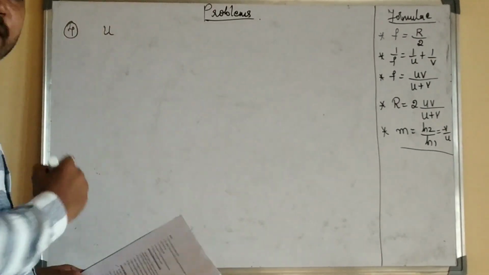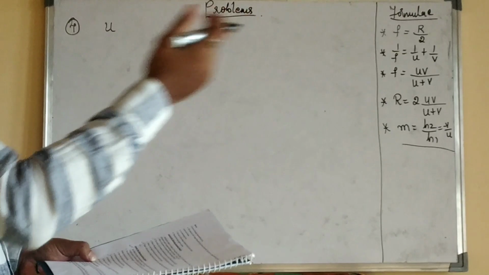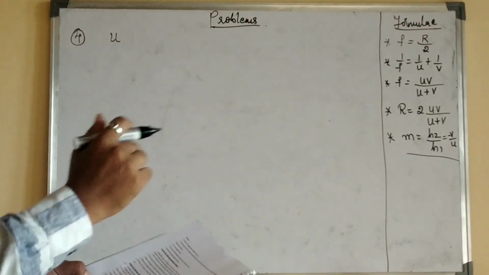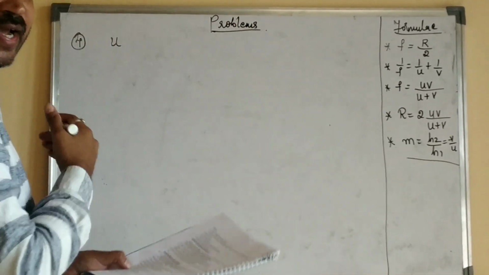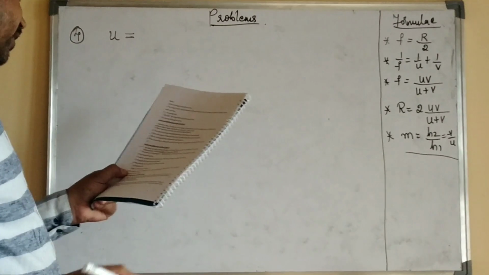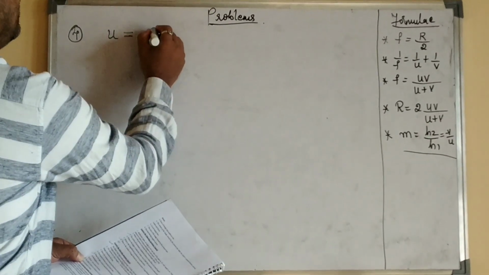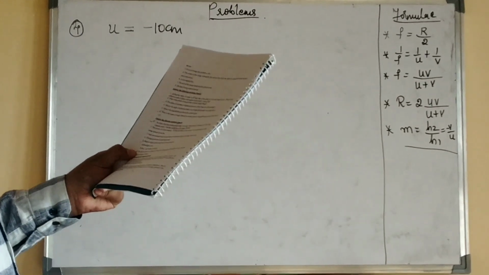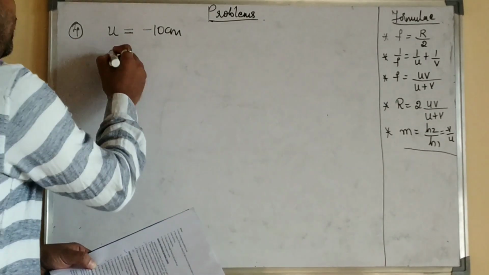Remember, in a convex mirror, the object is towards the left side and the image is behind the mirror towards the right side. So object distance is negative. Why? Because it is against the incident ray. So u, the object distance, is minus 10 centimeter. Convex mirror of focal length, they have given the focal length also.